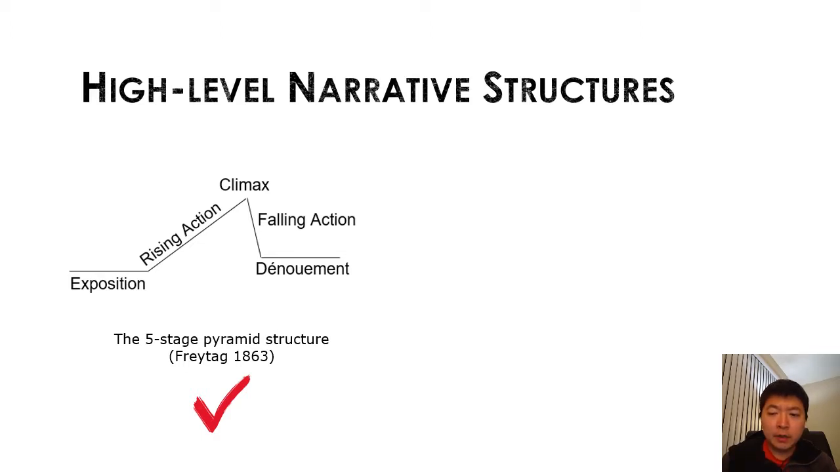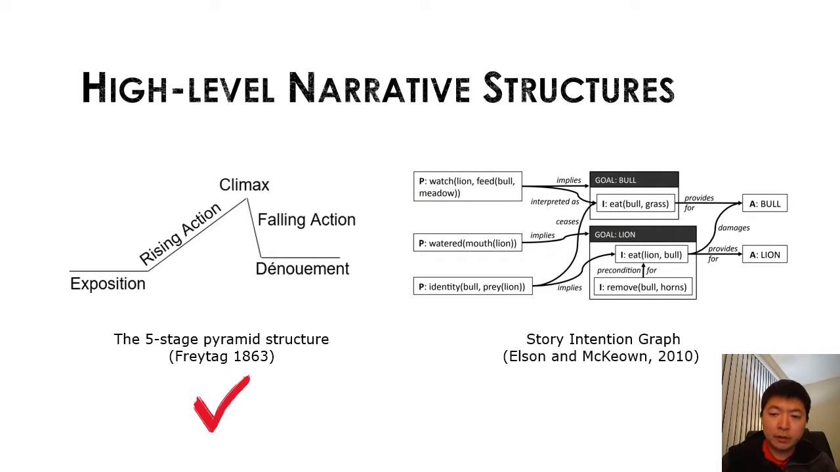There are also other computational formalisms that capture structures of narratives, but we do not consider them to be high-level narrative structures. For example, another widely adopted representation is the story intention graph. The story intention graph captures the events in the story as well as participants and the inferred intentions of those participants. In this paper, we consider this not to be a high-level narrative structure, but an event-level representation of the story.